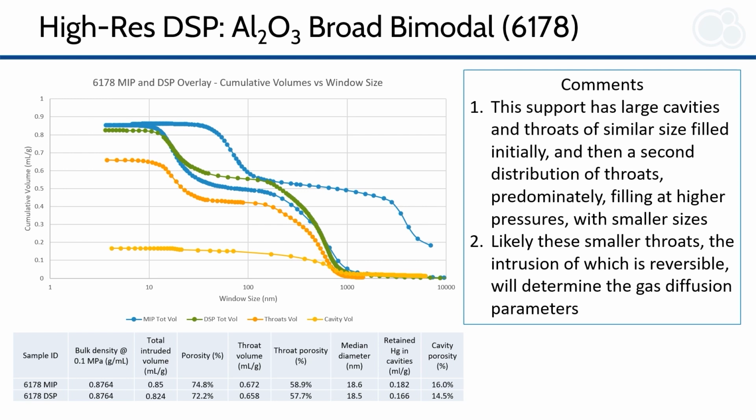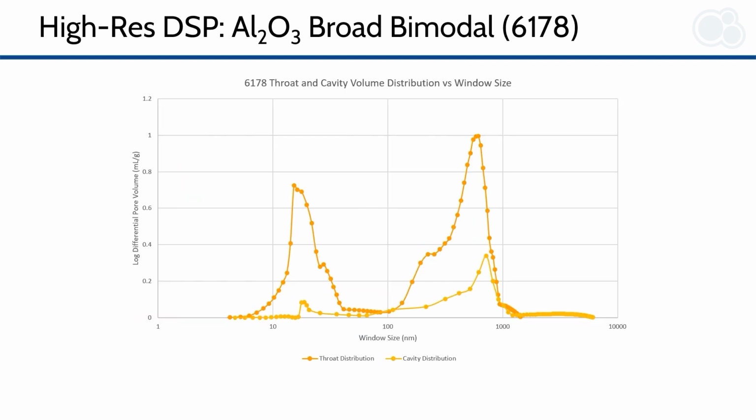The log differential graphs make it easy to see that most of the cavity volume is filled through the larger pore windows and not much through the smaller ones on the left-hand side of the graph.